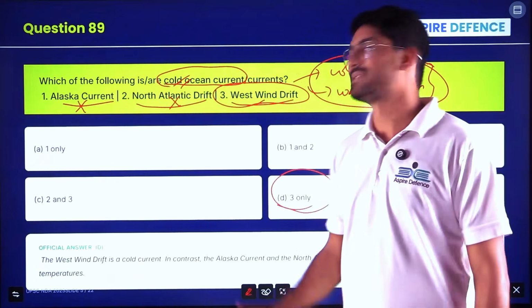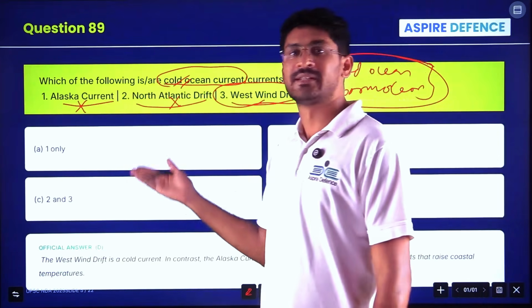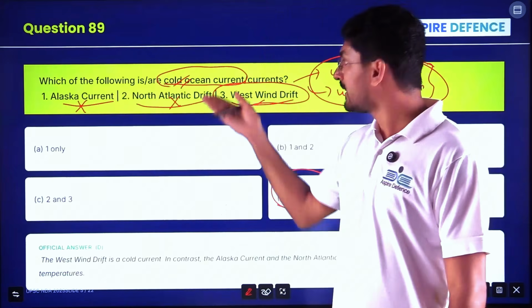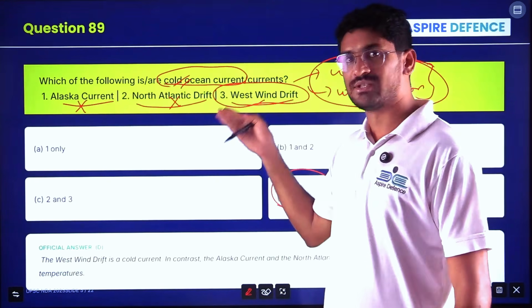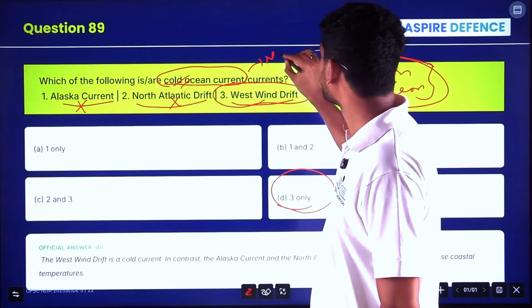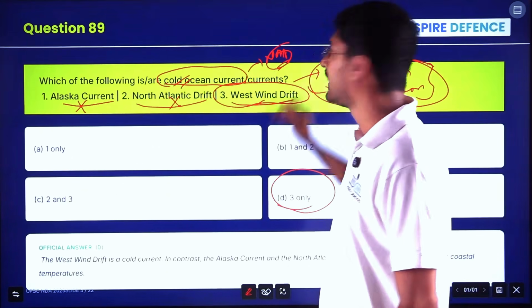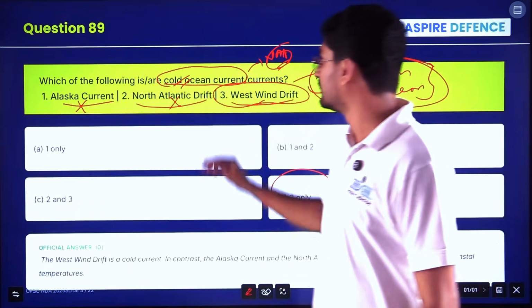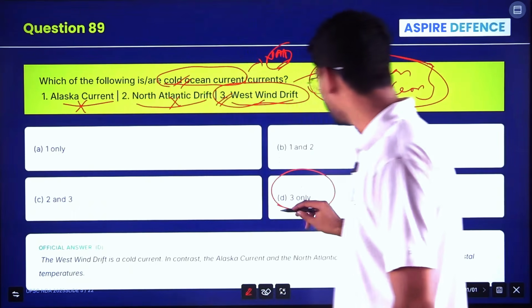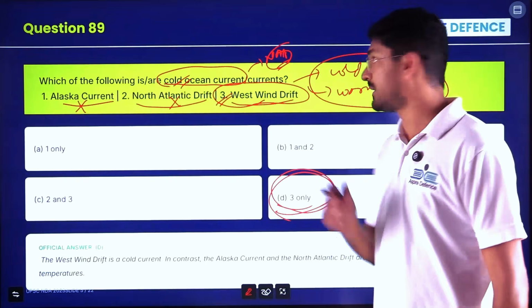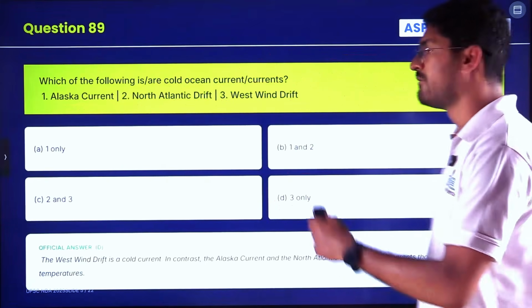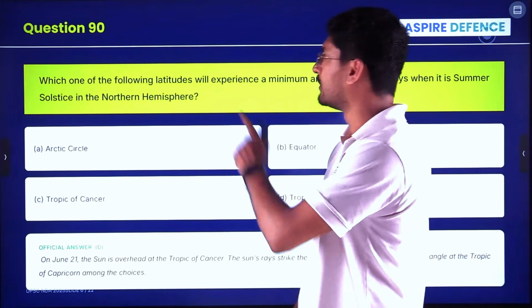In UPSC civil services, in CAPF, CDS, NDA, every year these questions get repeated. So just see this. Cold ocean currents and hot ocean currents, which are those? So here the answer is only 3. Understood, my friends? The themes are very important here. We are decoding 3 themes through PYQs.